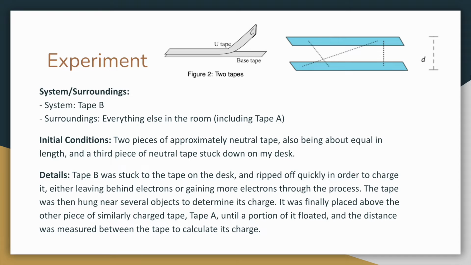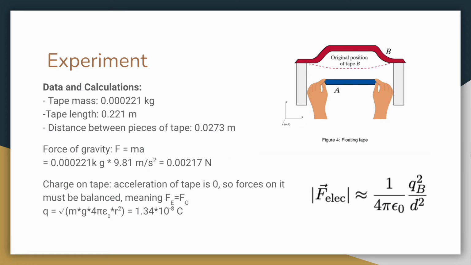With regards to the experiment, it was the exact same experiment that we did in Lab 1, where the system was tape B and the surroundings were everything else. The initial conditions were two pieces of neutral tape, and we charged them by sticking them down onto another piece of tape and ripping it off quickly, allowing them to be positively charged as we found out in the first lab. With regards to the data and calculations, I found numbers that quantified the tape mass, length, and the distance between the pieces of tape.